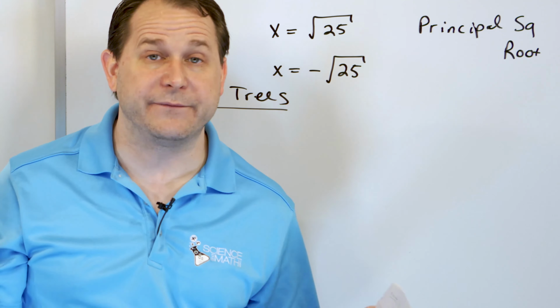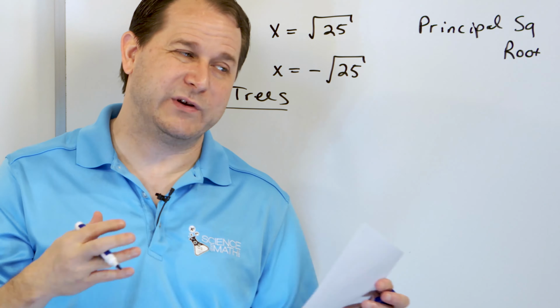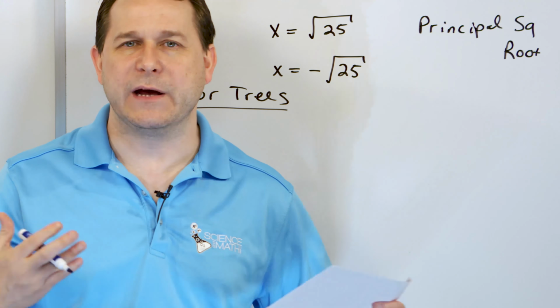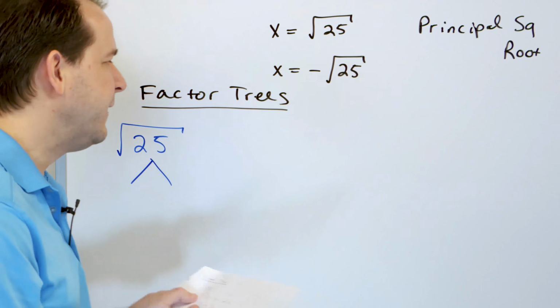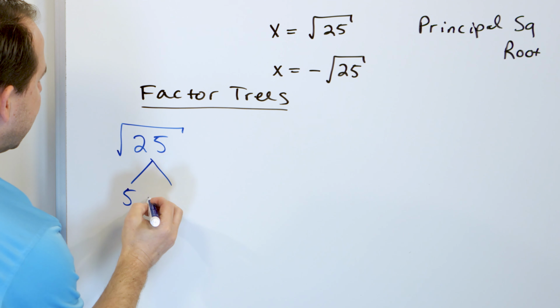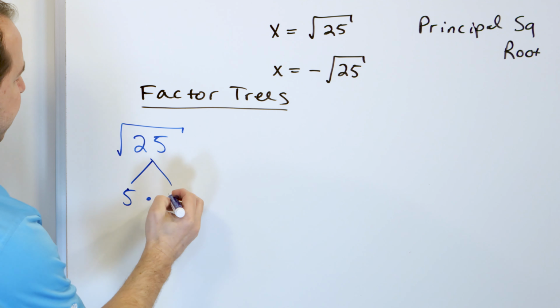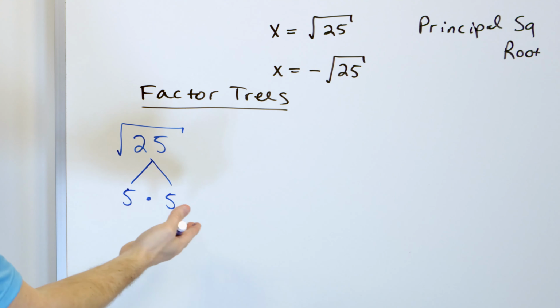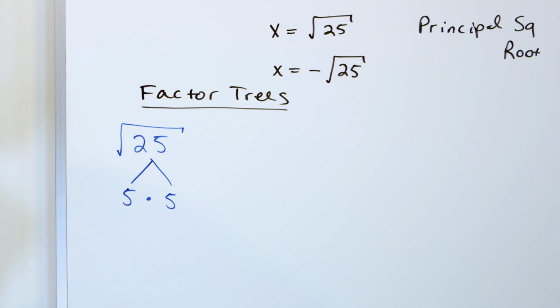It doesn't have to be 5 times 5. You can think, when the problems get more complicated, there'll be more choices. Right now, the only thing I can think of to multiply to give me 25 is 5 times 5. So I'm going to write 5, put a dot here that means multiplication, times 5. You see, I'm building a tree of factors. A factor is something that multiplies to give me the number.